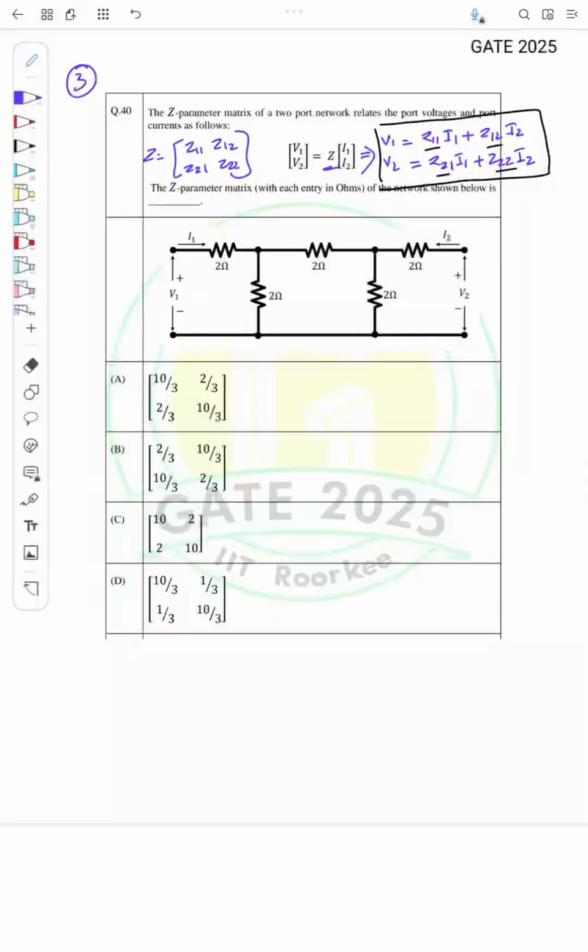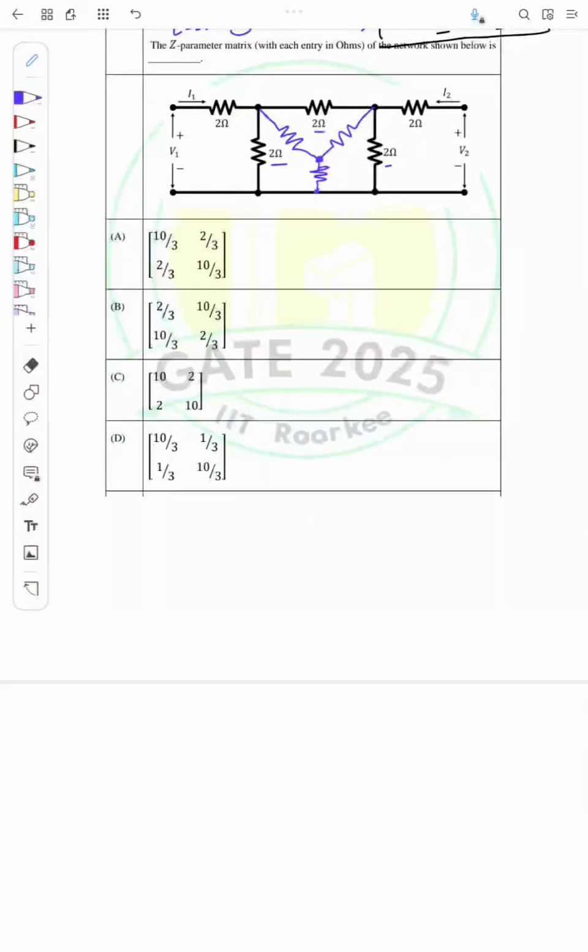So instead of that, what we will do is, here we have a delta connection, this 2, 2, 2 resistance forms a delta connection. So we can convert this to a star like this, okay, and then we will apply the KVL. So it will be easy. So how to convert this?